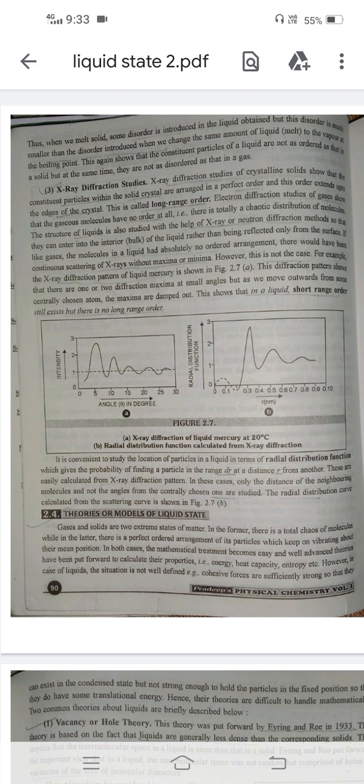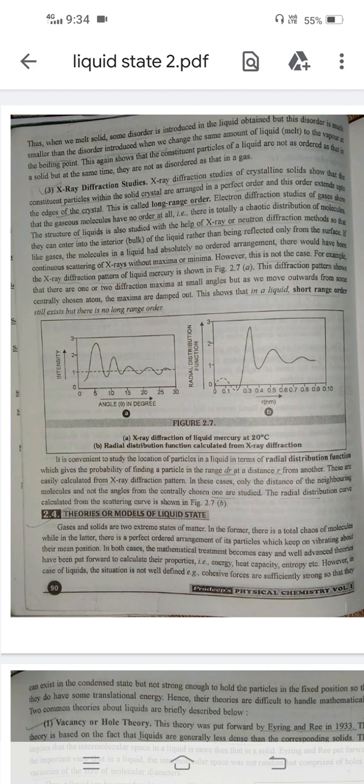Thus, when we melt a solid, some disorder is introduced in the liquid obtained, but this disorder is much smaller than the disorder introduced when we change the same amount of liquid melt to the vapor at the boiling point. This again shows that the constituent particles of a liquid are not as ordered as those in a solid, but at the same time they are not as disordered as those in a gas.